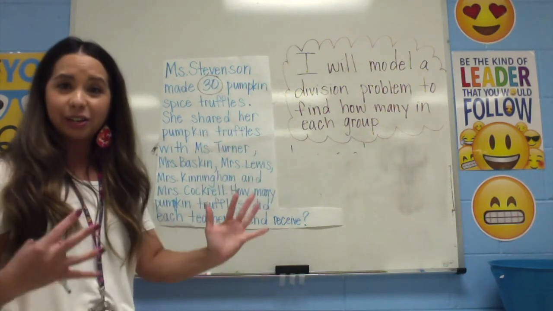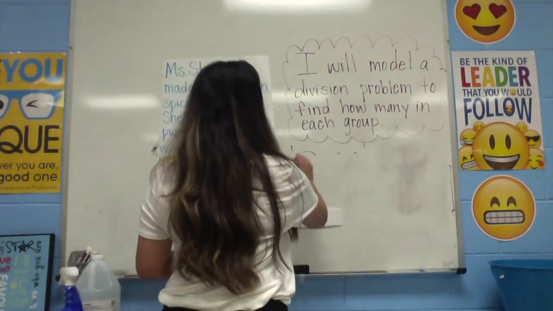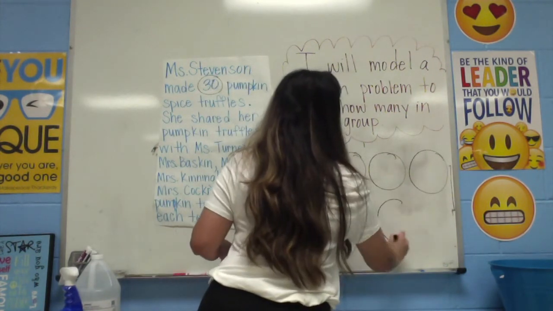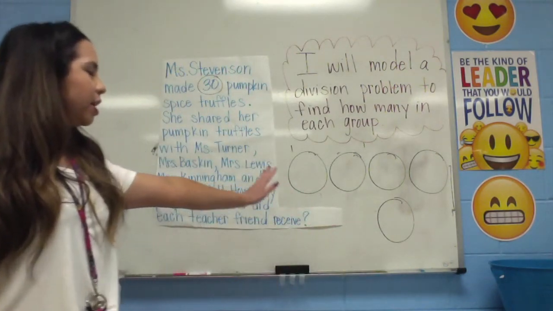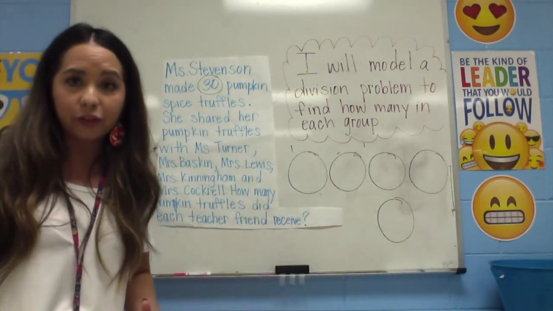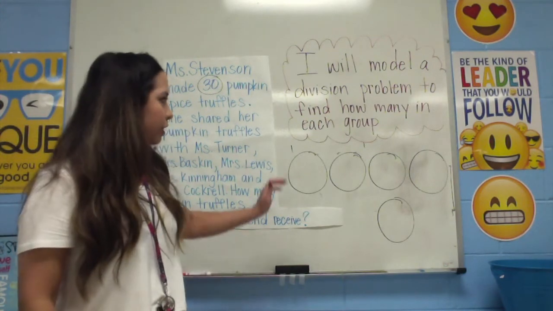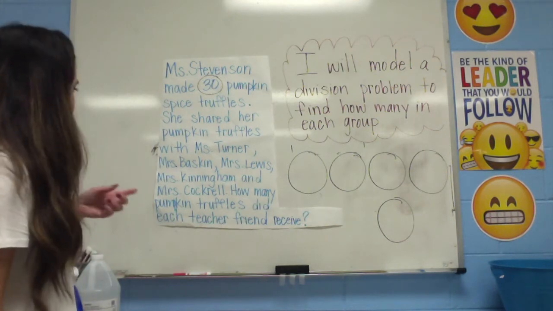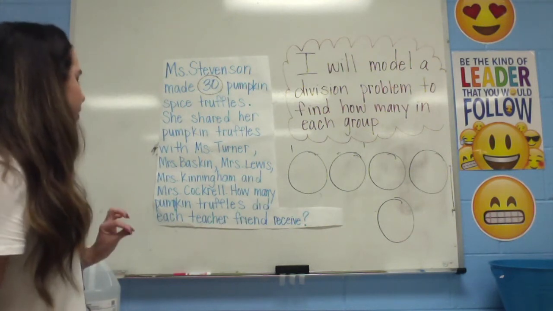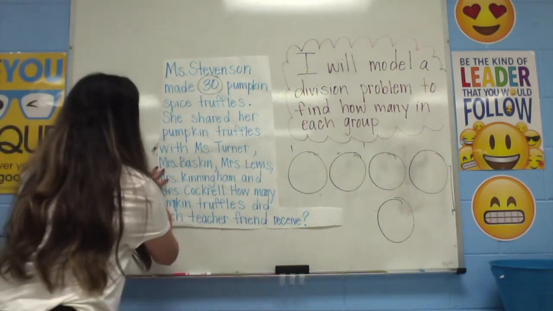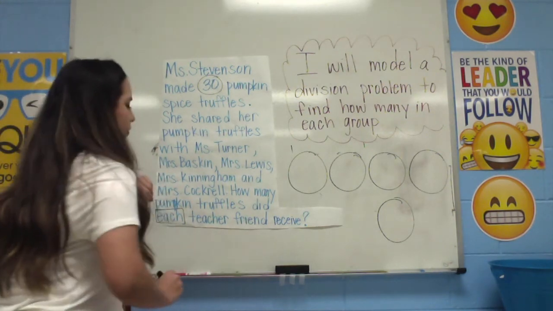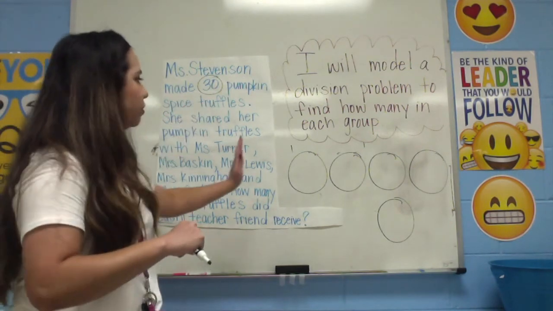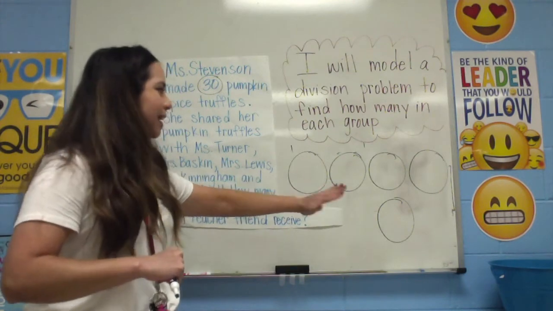Those represent equal groups. I'm going to draw 5 circles this time. 1, 2, 3, 4. Last but not least, 5. Those circles represent my teacher friends. When you're doing a problem like this, if you want to, you can label each circle. Now, back to the question, how many pumpkin spice truffles did each teacher friend receive? I am sharing those 30 pumpkin spice truffles with 5 of my fabulous, amazing teacher friends.